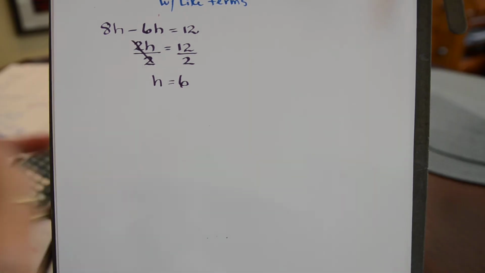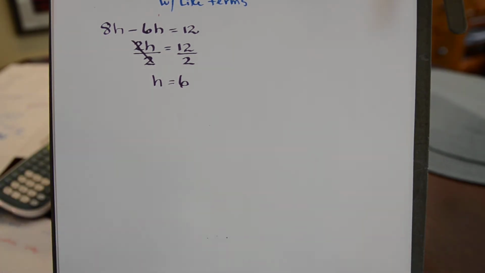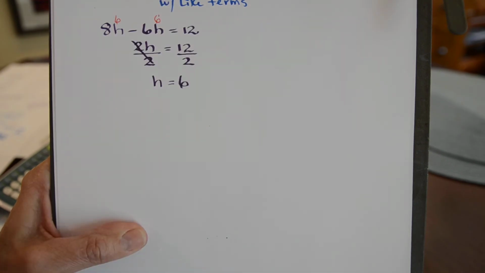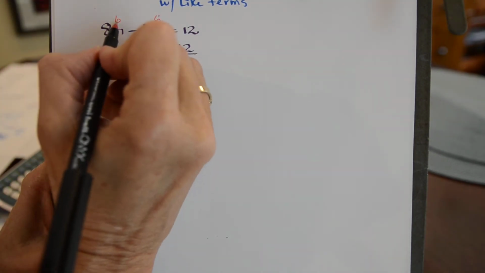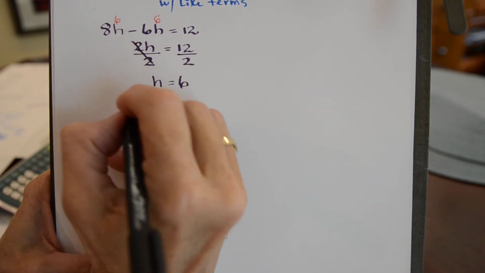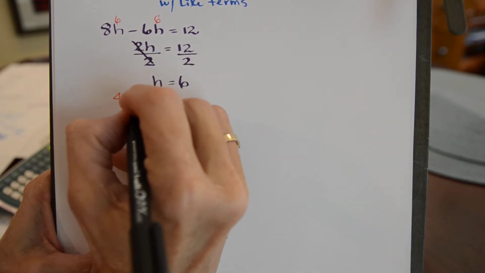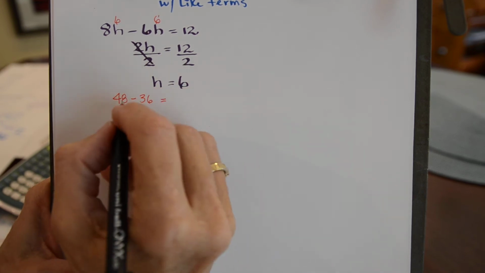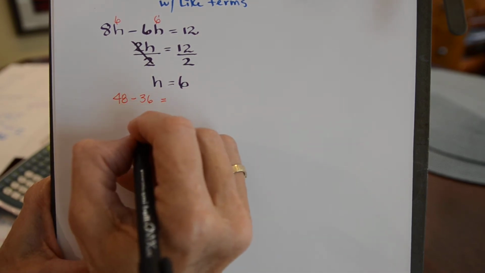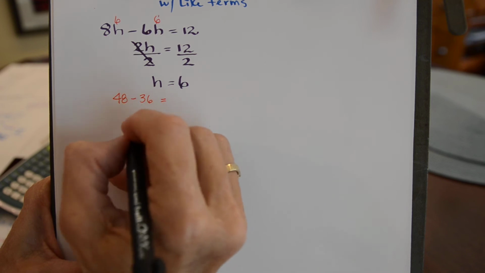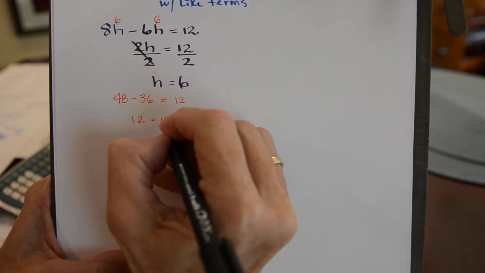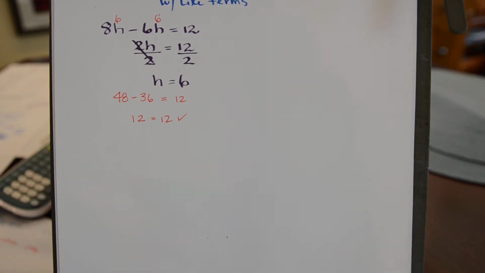And let's go back and we'll plug it in and see what we get. So if I put a 6 in place of this h and a 6 in place of this h, 8 times 6 is 48, minus 6 times 6 is 36, and 8 minus 6 is 2, and 4 minus 3 is 1, and there you get a 12, and you had a 12 over here, so that shows you that it equals.